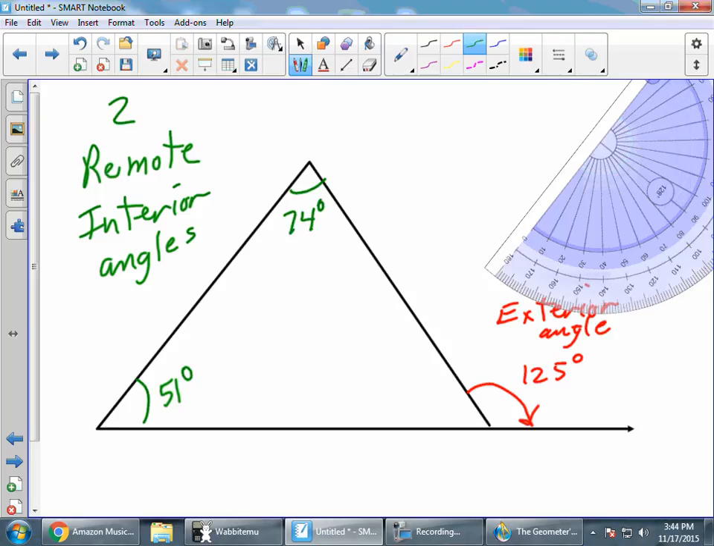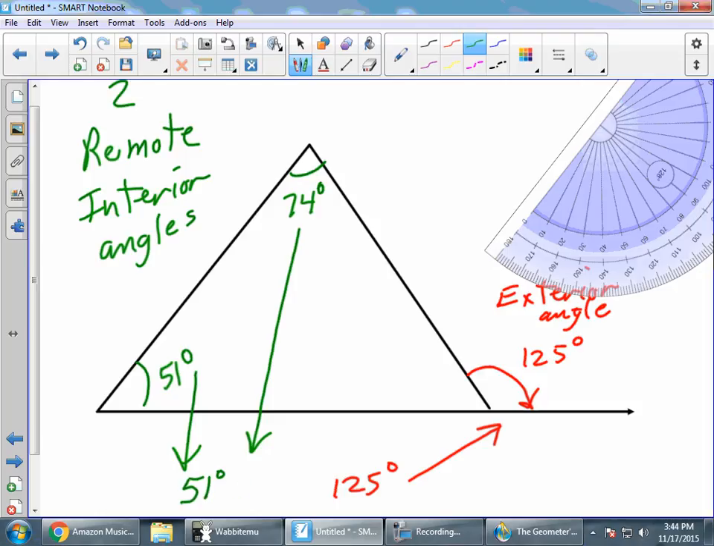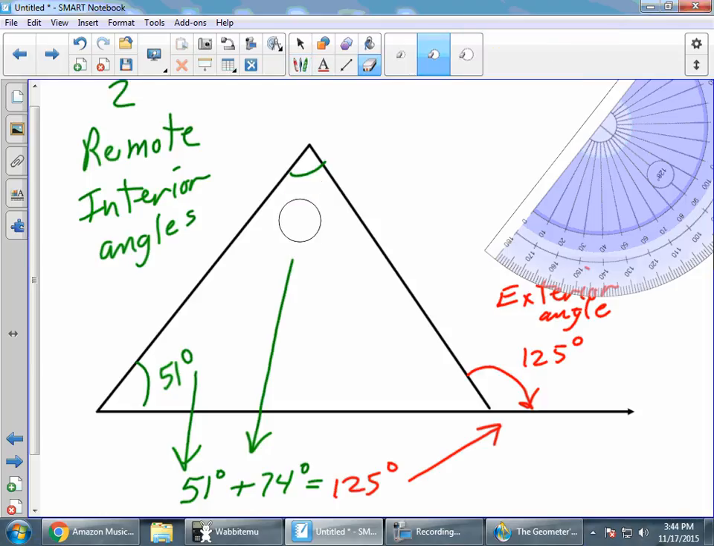74 degrees. Now here's the cool payoff, Joseph. Notice anything interesting about 125 degrees and about 51 degrees and 74 degrees. What did you notice? Pause the video here if you need to. Did you notice that 51 degrees plus 74 degrees is equal to 125 degrees? Cool, man. I'm here to tell you that's cool.